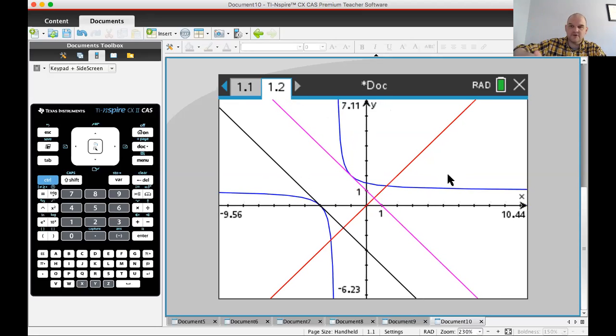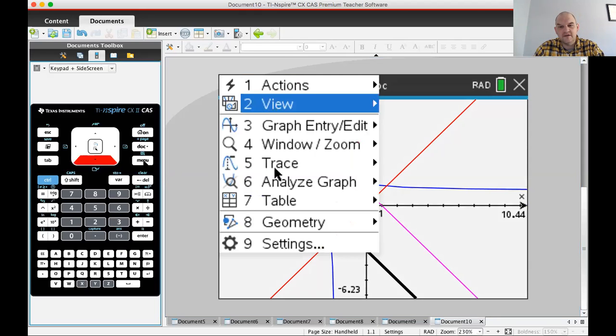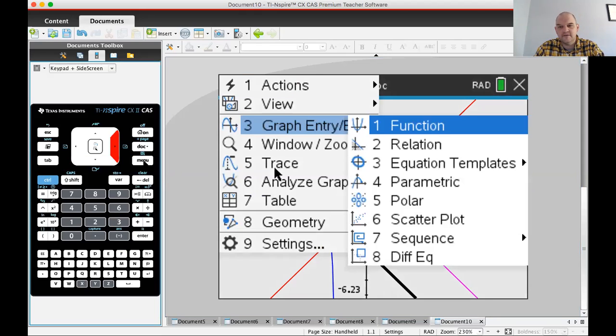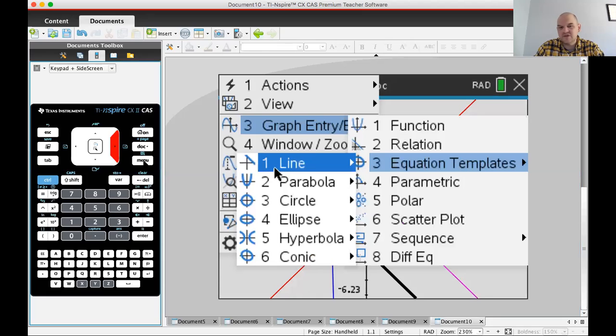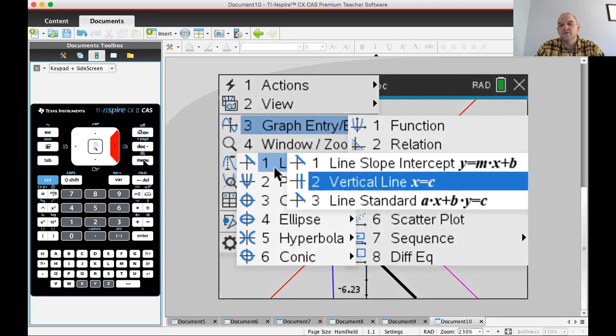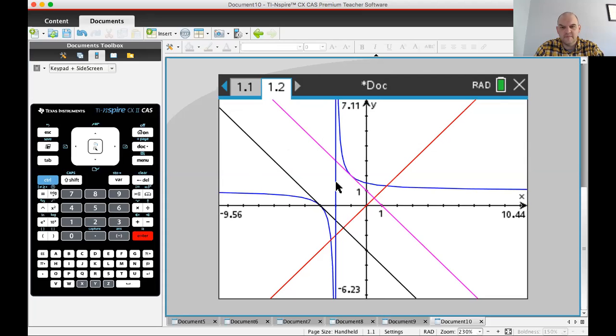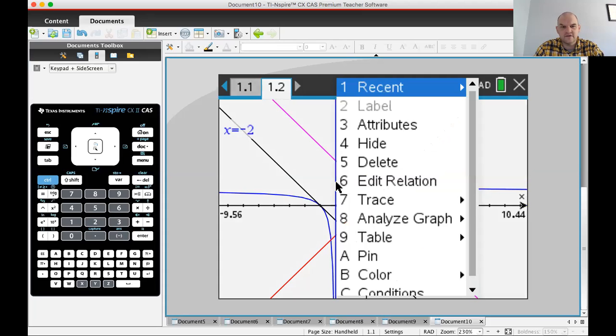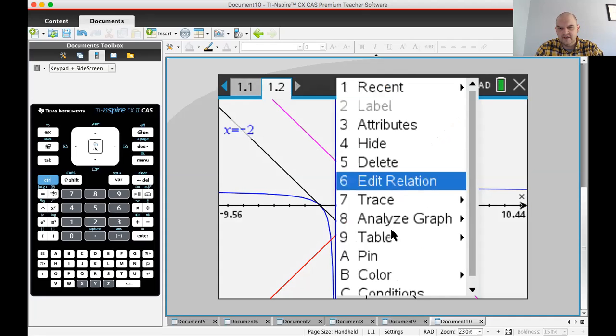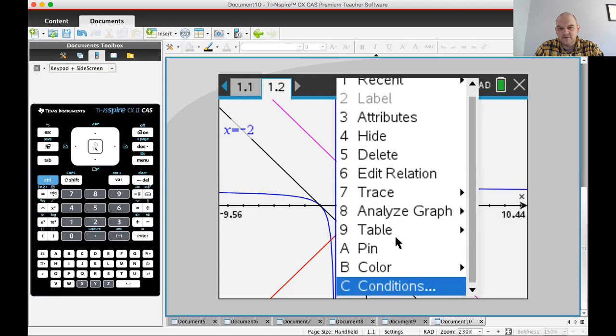So I don't have the vertical asymptote in. I never put those in. You could if you wanted to. In graph entry edit, one of the options is equation templates, and one of the options is line. You can put a vertical line at -2. That doesn't look great. So if you control menu while above it, you can do something to this.